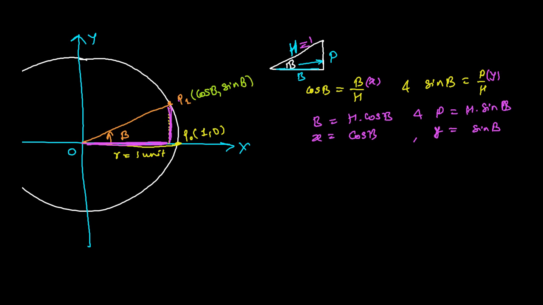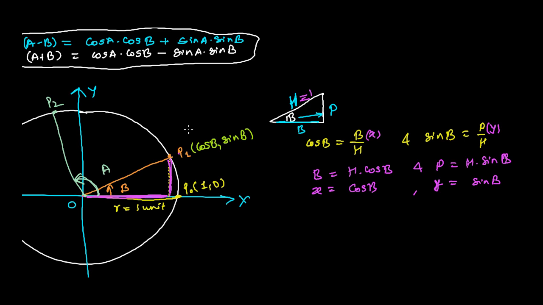In a similar manner, let's say we have one more point here, point P2, and let's connect this point P2 with the origin, and let's say the point P2 is making the angle of A with the positive x-axis. So the coordinate of this point P2 is almost the same. In the same way we are going to find out that it will be cosine of A and sine of A.